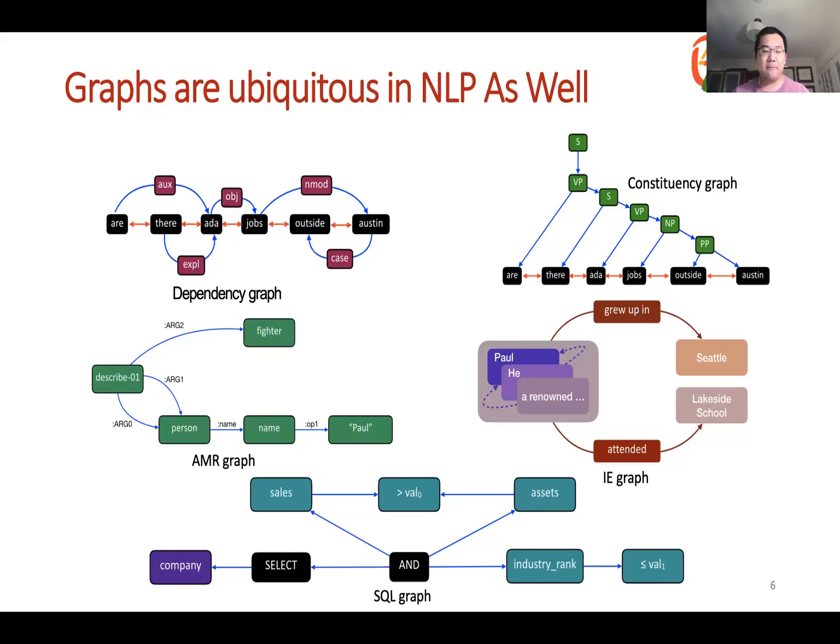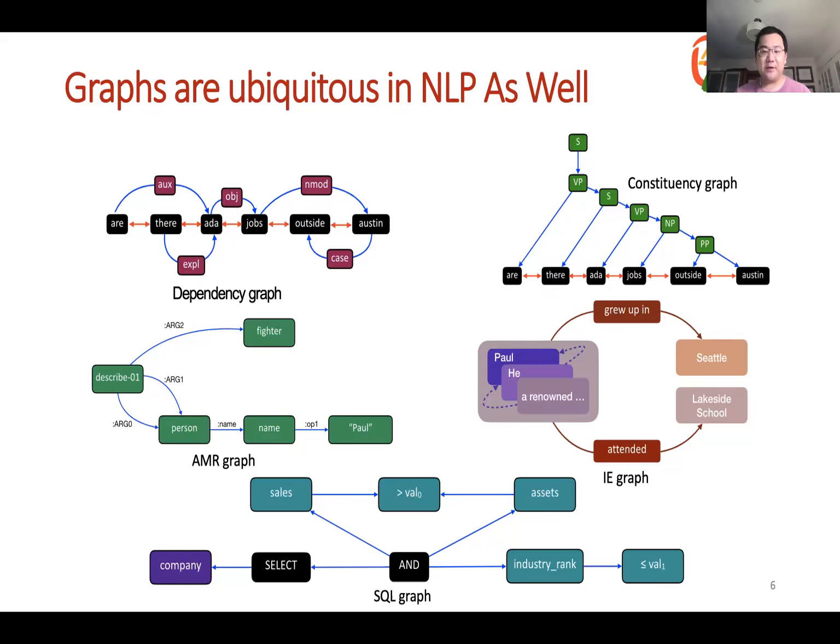People have also tried to model language using the AMR graph, so that if two sentences are talking about the exact same thing in the semantic space, then the AMR graph should be the same. People have also been using the IE graph to analyze the high-level events for a sentence.